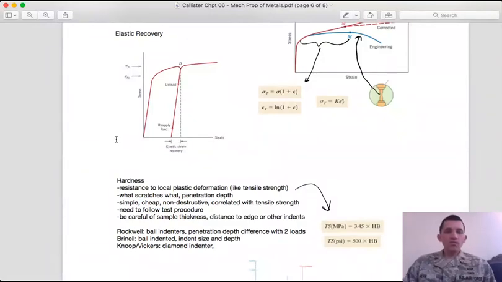We will recover that elastic strain, but that plastic deformation that has occurred is permanent.